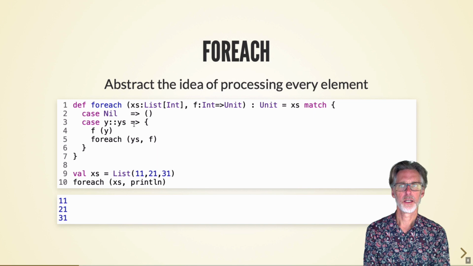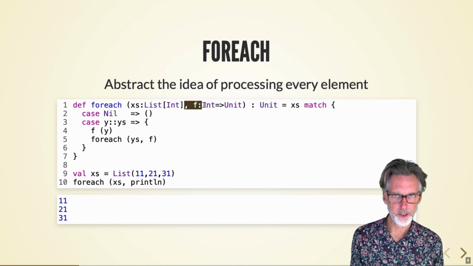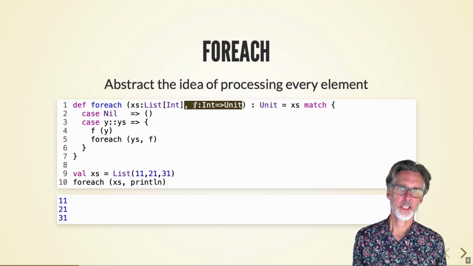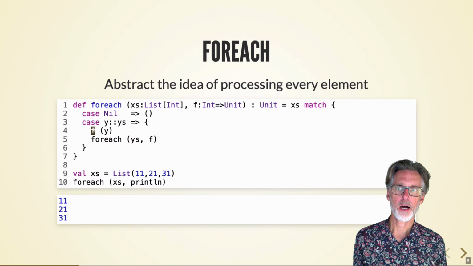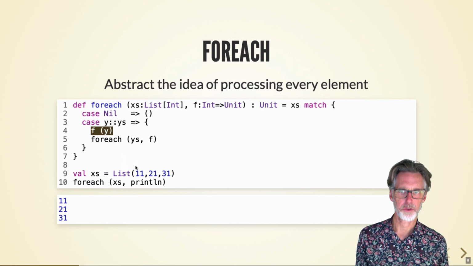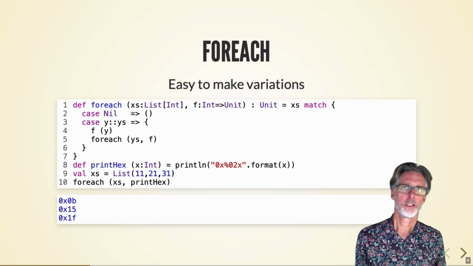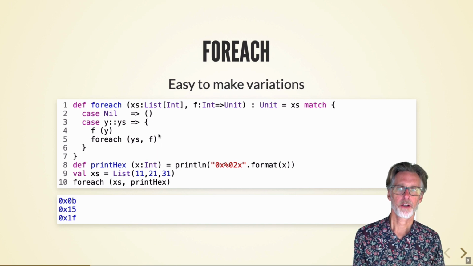To do that, what I can do is add a parameter to the function. I'm expecting a function f, and what I'll do is apply that function to the element y. So what is this going to do? It'll apply f to each y in the list as we go down. So y is first bound to 11, then 21, then 31. With this abstraction, it's easy for me to make variations.